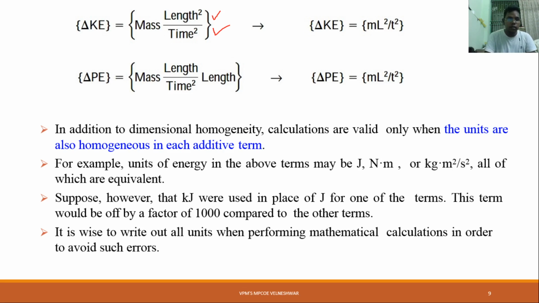Okay. Now suppose, however, kilojoules were used in the place of joules for one of the terms. Means instead of joules we will consider kilojoules. This term would be off by a factor of 1000 compared to other terms. Means like kilogram, kilo means obviously it will be 1000 joules. It is wise to write all units when performing mathematical calculation in order to avoid such errors. Means whatever it is, we have to write in order, then only we will get clarification whether it is correct or wrong.